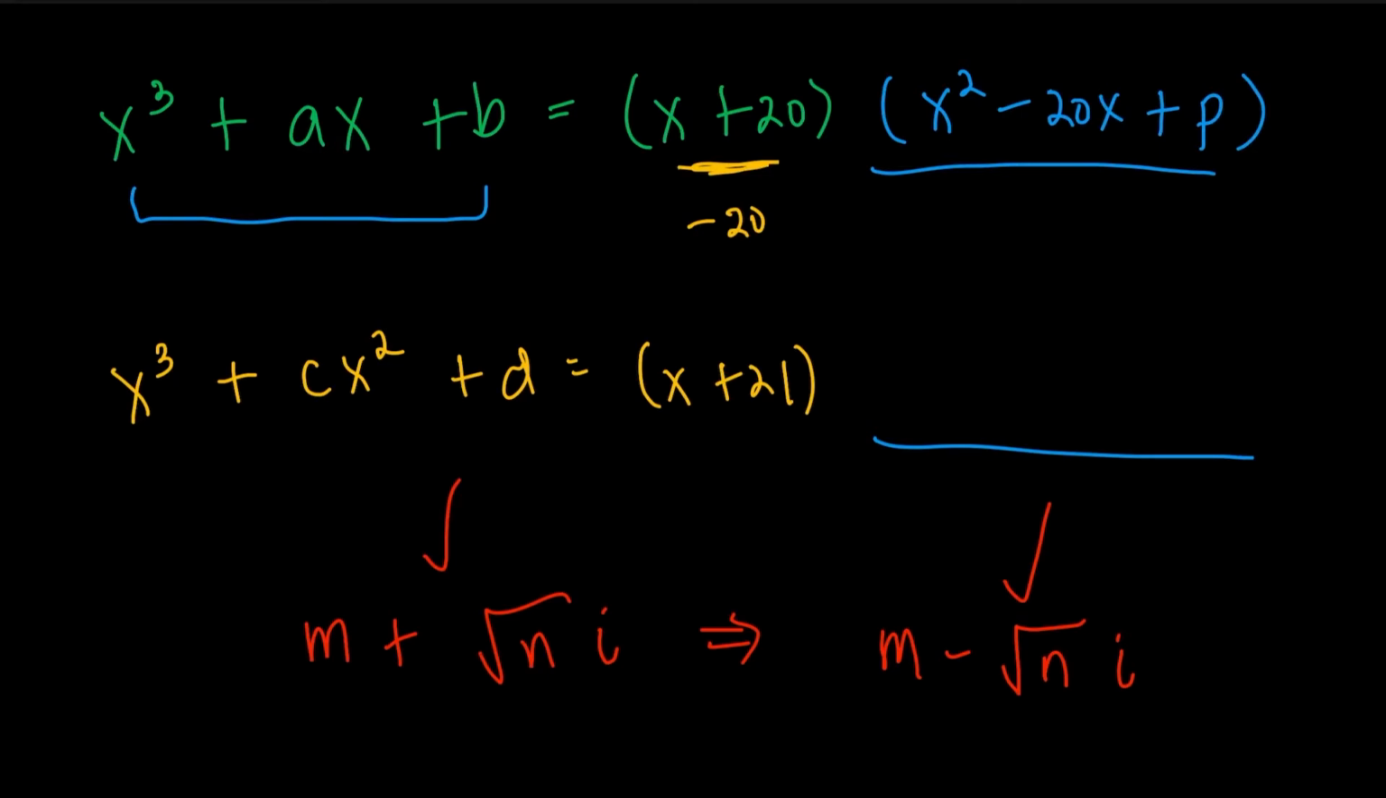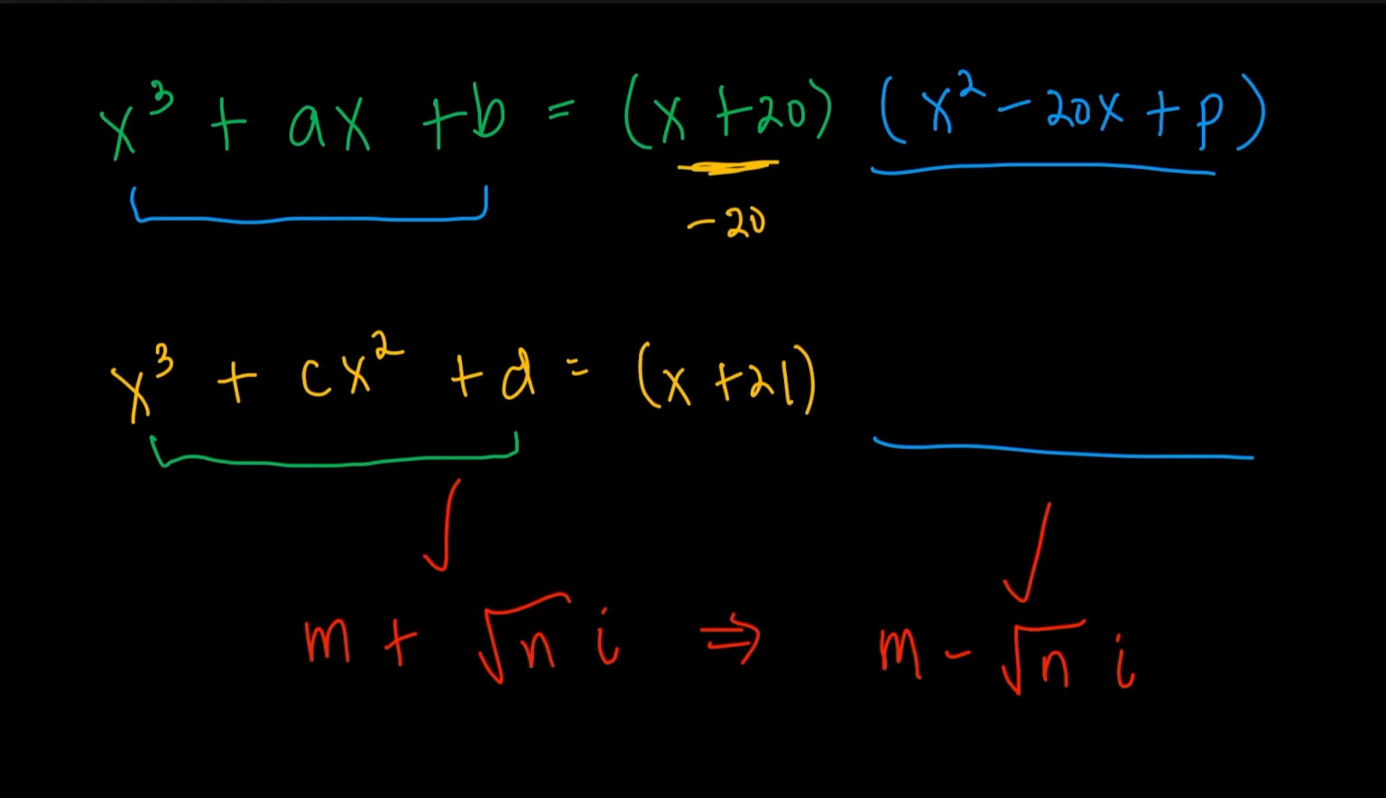I could do something similar to the second one. Now, in the second equation here, we do observe that there is no x term. And that tells me that the sum of the roots taken 2 at a time is going to be 0.